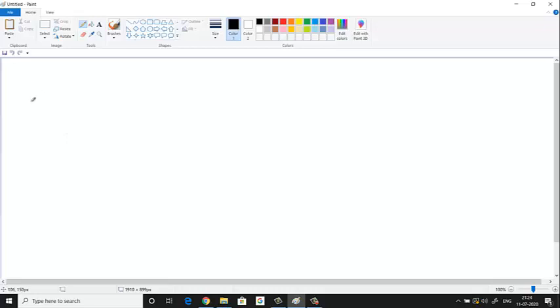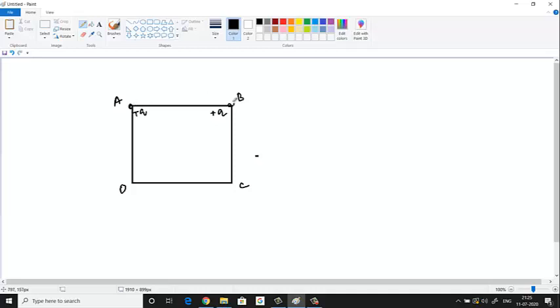There are certain questions where they have given you some figure like a square or triangle. All right. So there are certain simple questions like, say, if A, B, C, D are given as the vertices of the square, and the charges at A, B, C and D are given as plus Q, plus Q, plus Q and plus Q. At the center of the square, what is the electric field?